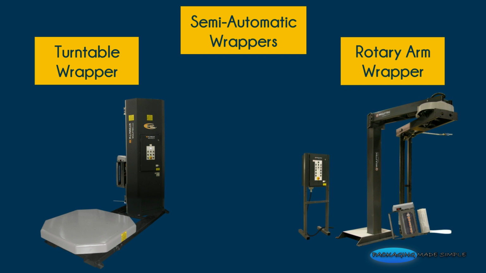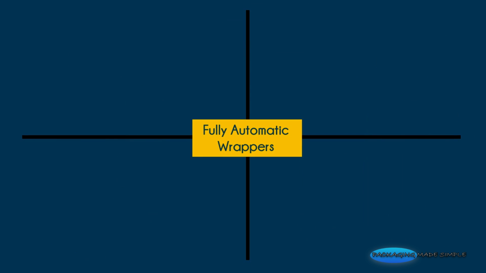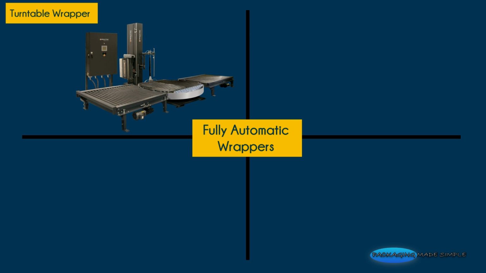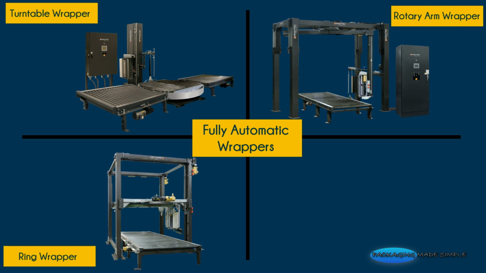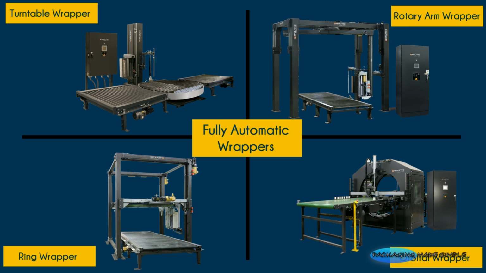Within semi-automatics, you have turntables and rotary arms. Fully automatics offer a few more options: turntable wrappers, rotary arm wrappers, ring wrappers, and orbital wrappers.